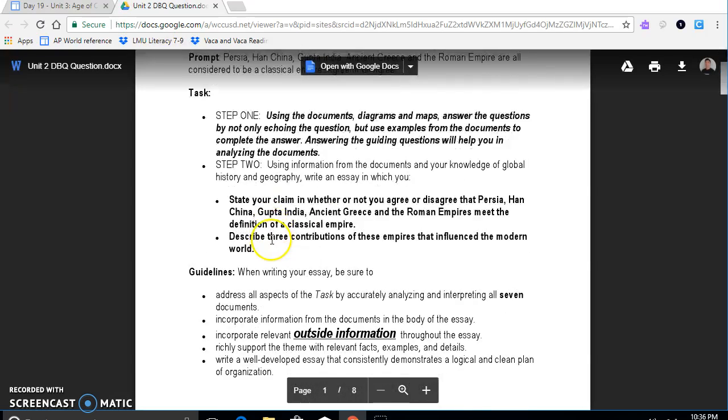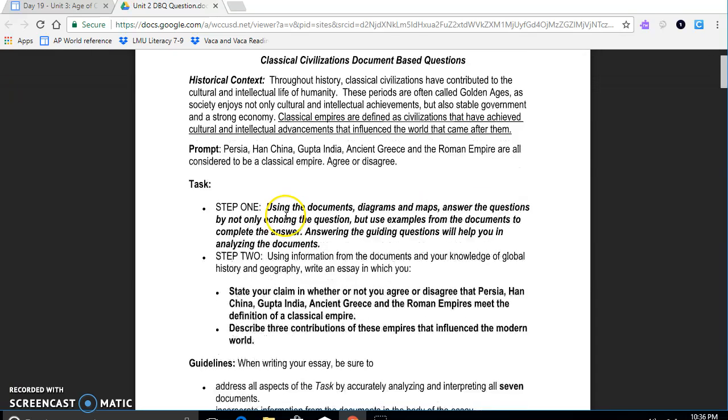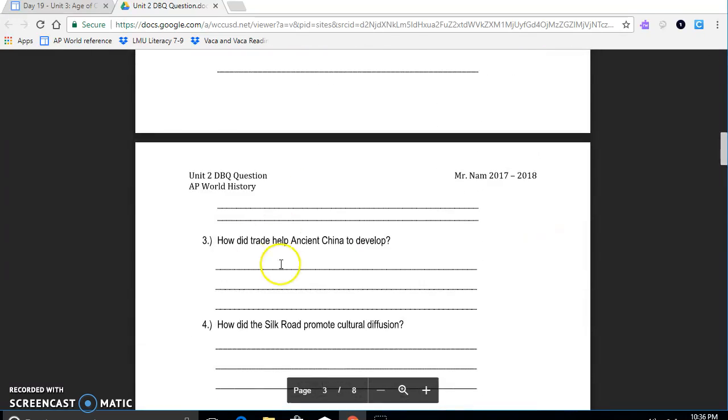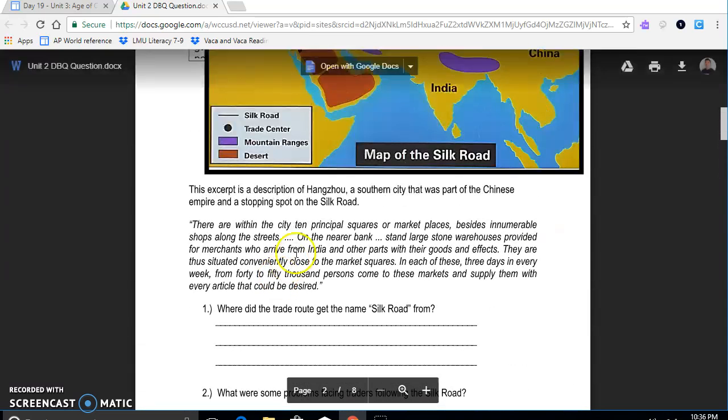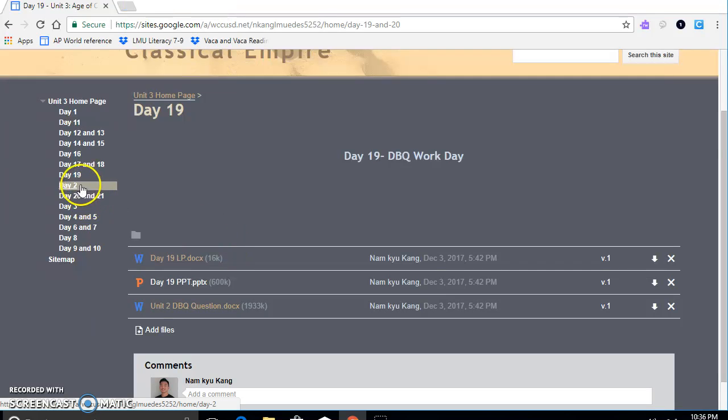So I'll actually give out, oh, this is Unit 2 again. I mistitled it. But they'll be given the prompt, which is to agree or disagree whether these empires are classical empires. And then I have comprehension questions at the bottom they can answer to really understand what each document is talking about. Hopefully by the end of the lesson, my students will be able to form their thesis and their 3 bucket statements. Now we all know the thesis is the most essential part of the essay. Once my students get the thesis down, they should be able to form their entire essay.